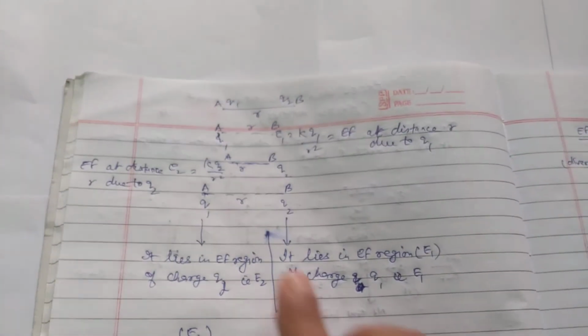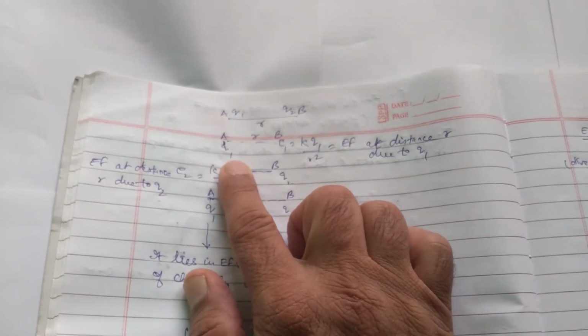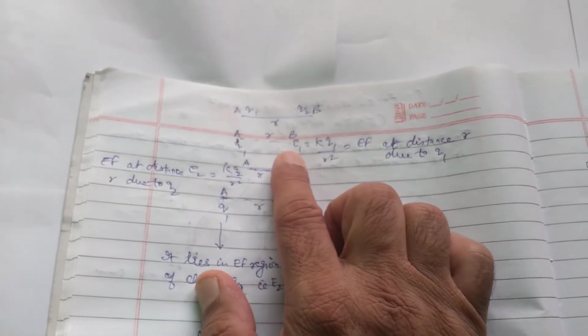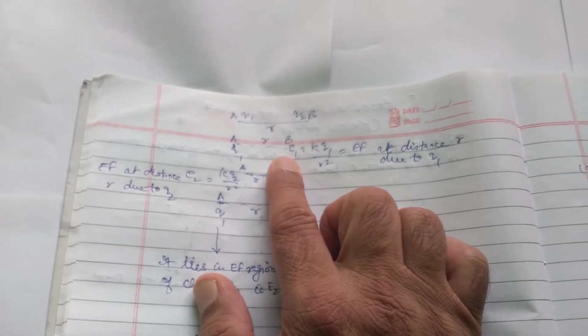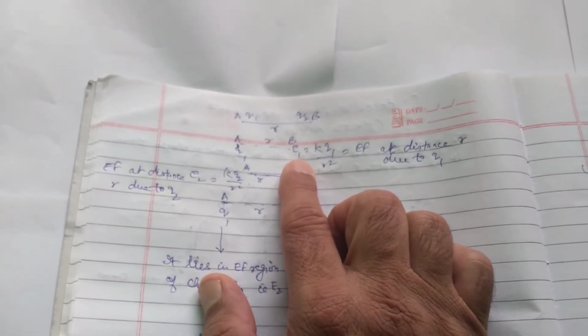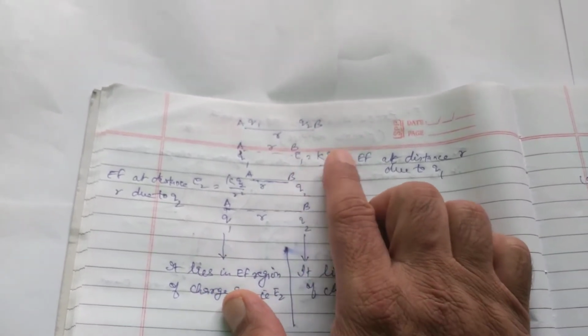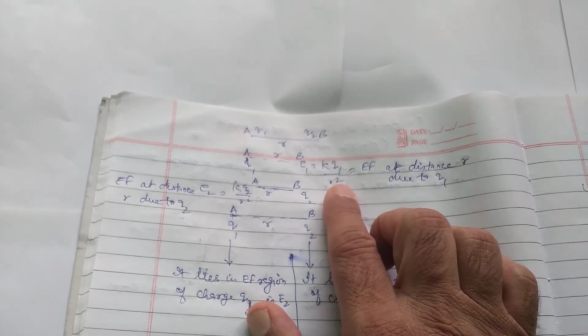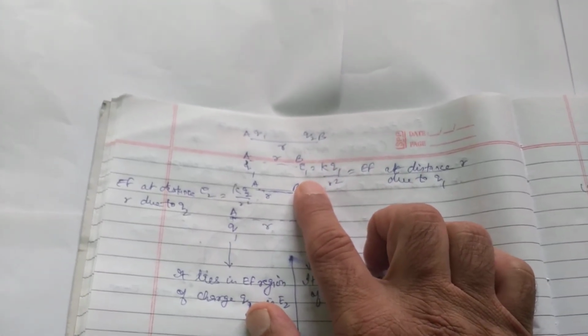Now let us consider a charge q1 and B lies at distance r. So electric field at B is kq1 upon r square. I am representing it by E1.